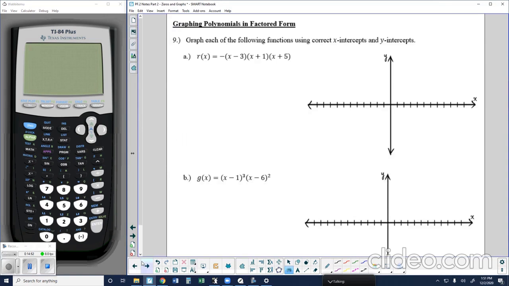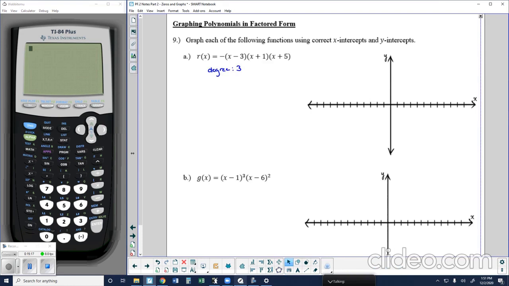So in problem 9, it says graph each of the following functions using correct x-intercepts and y-intercepts. So as I graph my function, the first thing that I'm going to do is take a look at the degree of this function and the leading coefficient because I want to get end behavior. So I'm going to notice that this has a degree of 3. There are 3 linear factors, each of them occurring one time.